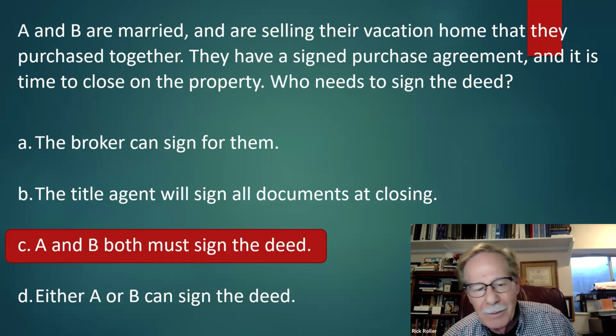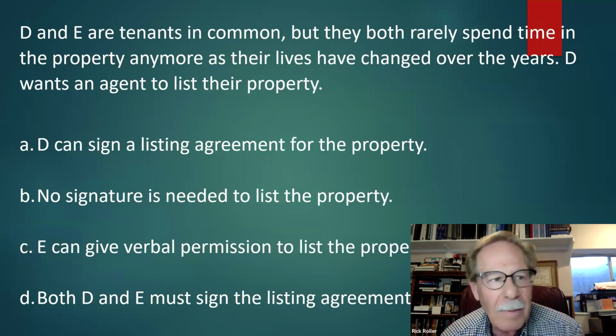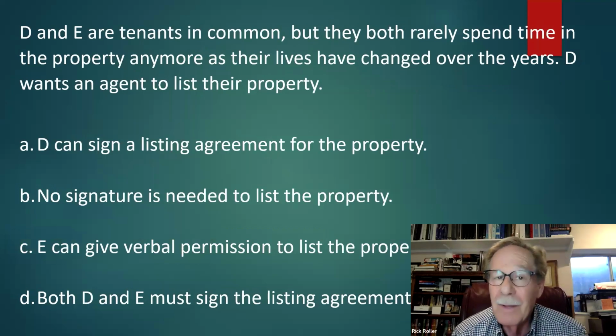Next question, please. All right, and this next question. We have D and E. Now they're tenants in common, but they both rarely spend time in the property anymore as their lives have changed over the years. And D wants an agent to list their property. Okay. Now D could sell their piece of it if they wanted to without E being involved, but it's hard to find a buyer that wants to buy into not just the property, but also a partnership. You don't know the other people. They don't know you. You don't know what their goals are.